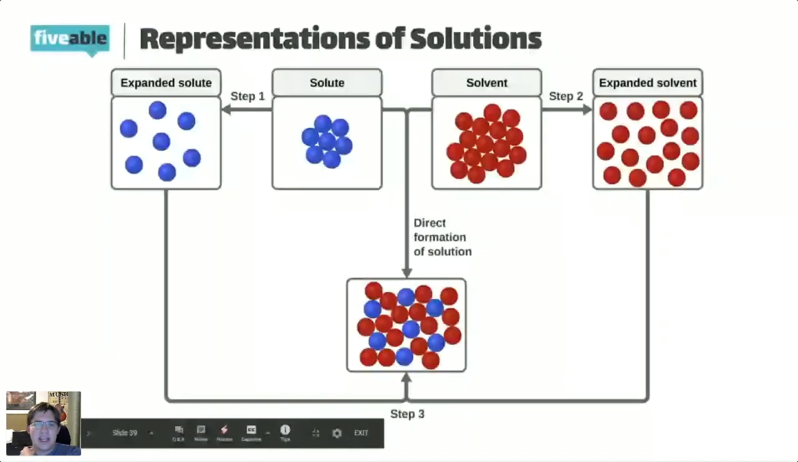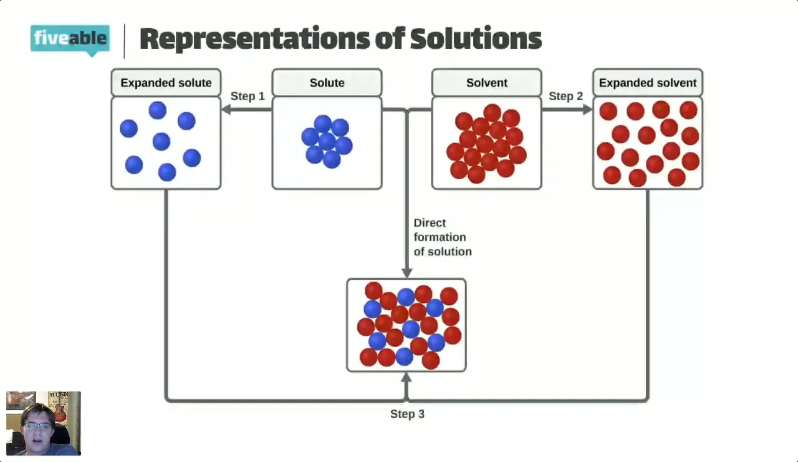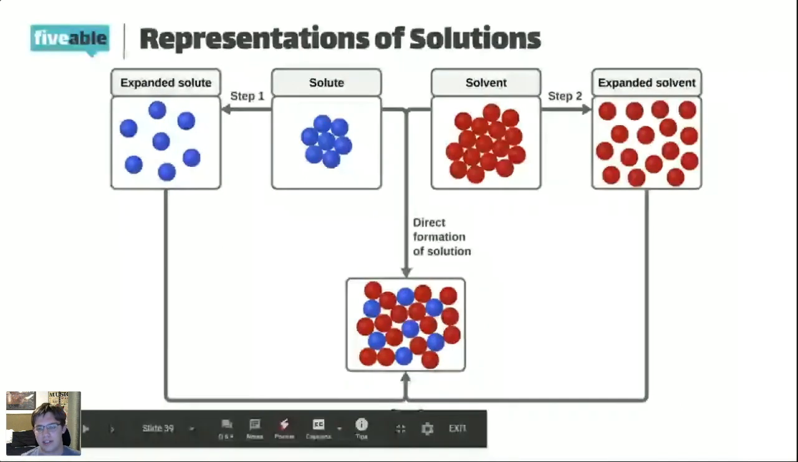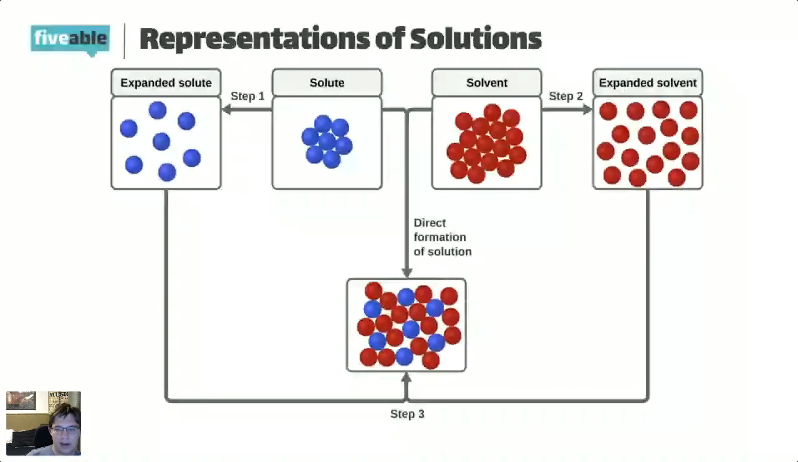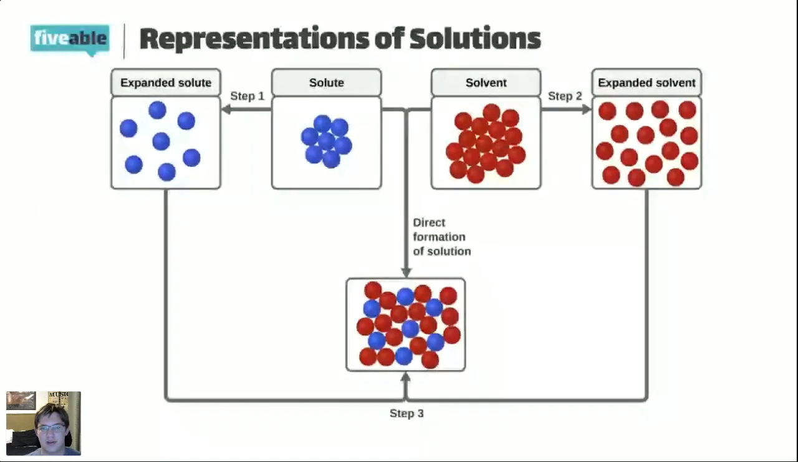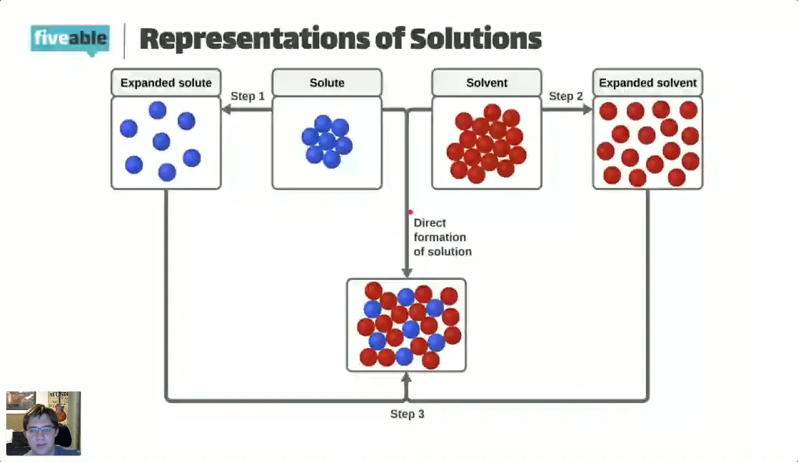All right, the next thing is representations of solutions. When we're looking at a solution, remember, there are two things: the solvent and the solute. The solvent dissolves the solute. So the solvent and the solute expand and form a solution, or they directly form a solution. But in the end, you have the solute integrated in the solvent, mixed thoroughly throughout. You have a homogeneous mixture. If you're a visual person, it's trivial and it makes sense: you have the solute dissolved in the solvent.